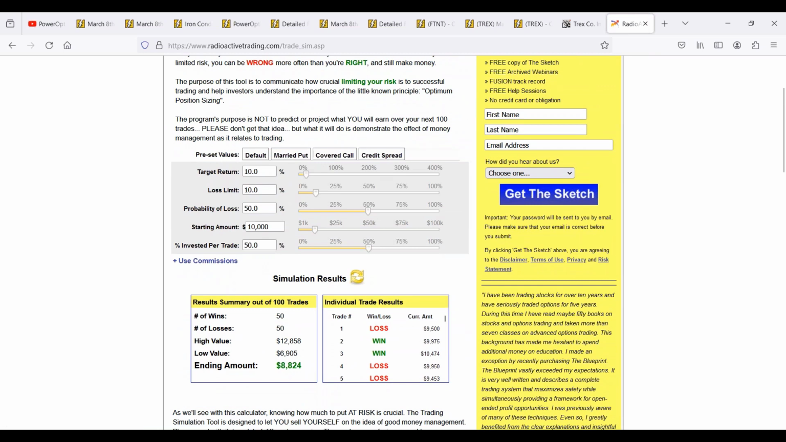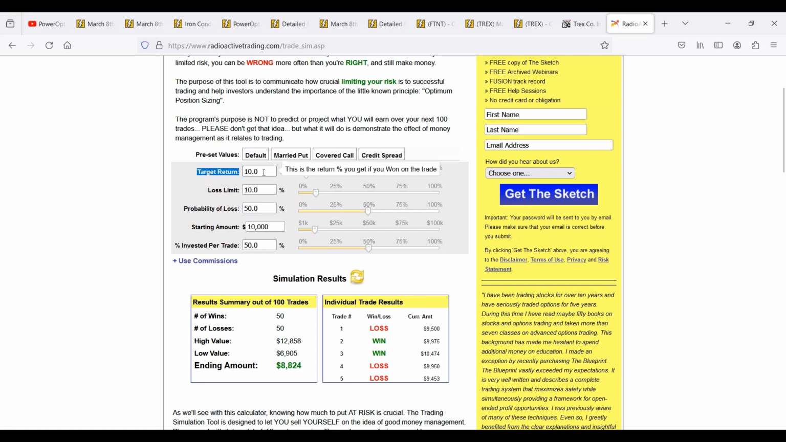We're going to go to the trade simulator tool. What this tool does is allow you to put in an expected target return for your position. I apologize, it's William, right? William, I want you to go here later and try this out with your numbers, okay? What do I mean by that?